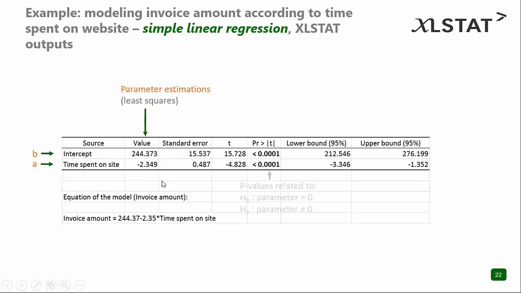Then here you see very important p-values. Those p-values allow us to see if our parameters are significantly different from 0 or not. Each p-value is related to two hypotheses. A null hypothesis which states that the parameter equals 0, and an alternative hypothesis that states that the parameter is different from 0. So here the p-values are very low for each of the two parameters. This means that we can say with a lot of confidence that our two parameters are significantly different from 0. This means that this slope is significantly negative.